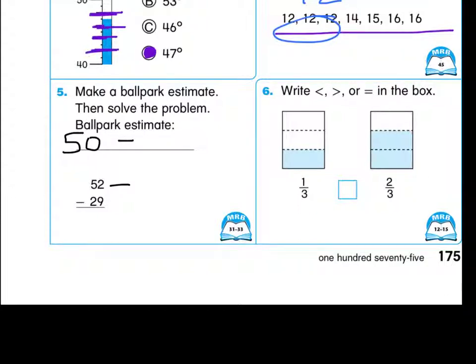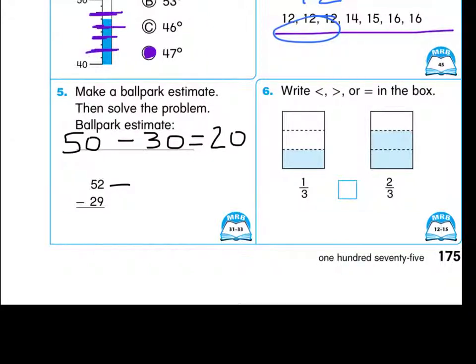Now let's take a look at 29. That's somewhere in between 20 and 30. Closer to 30, isn't it? Now, using your mental math, what you know, what would 50 minus 30 be? You could also think about it as a 5 minus 3, and then we would just put that 0 at the end.